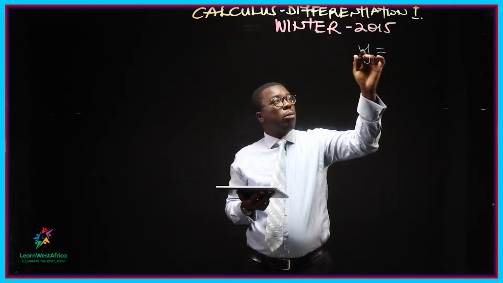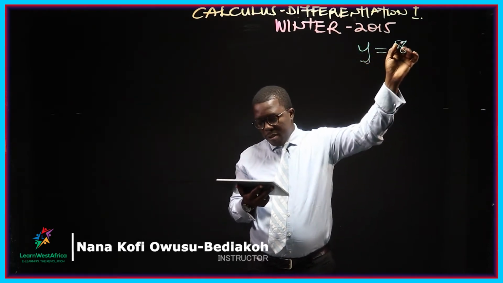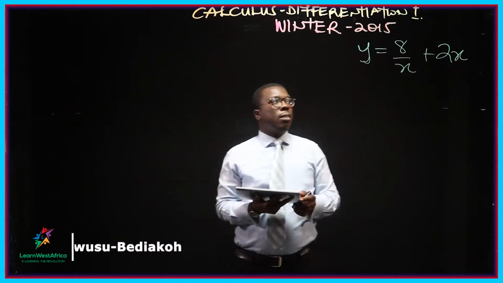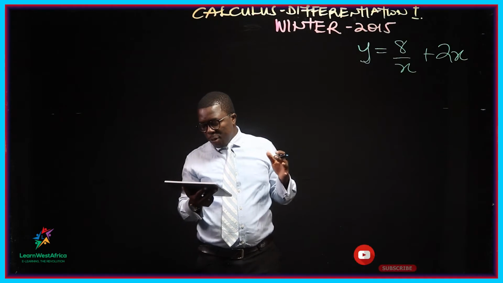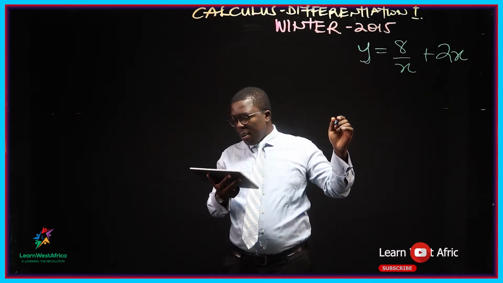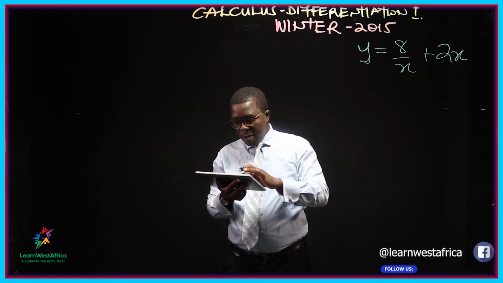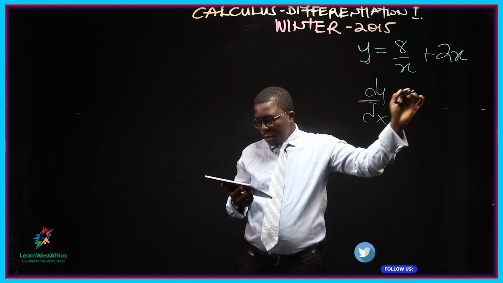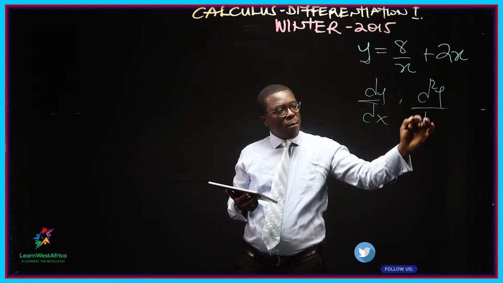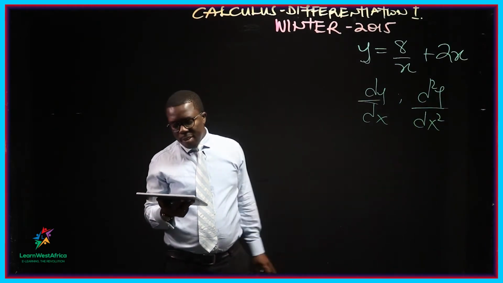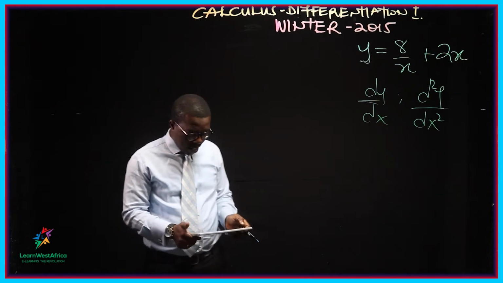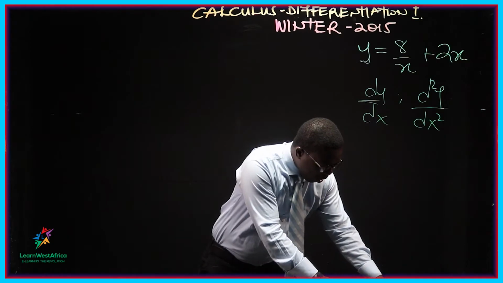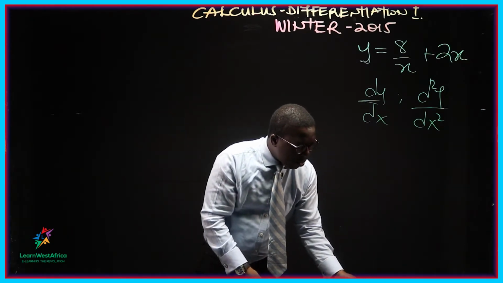This was the equation of the curve that was given. y is equal to 8 over x plus 2x. Okay, and we are being asked to find the expressions of dy/dx, and also to find d²y/dx². So that's just what we mean, the first derivative and the second derivative. All right, so let's see how we can deal with that.